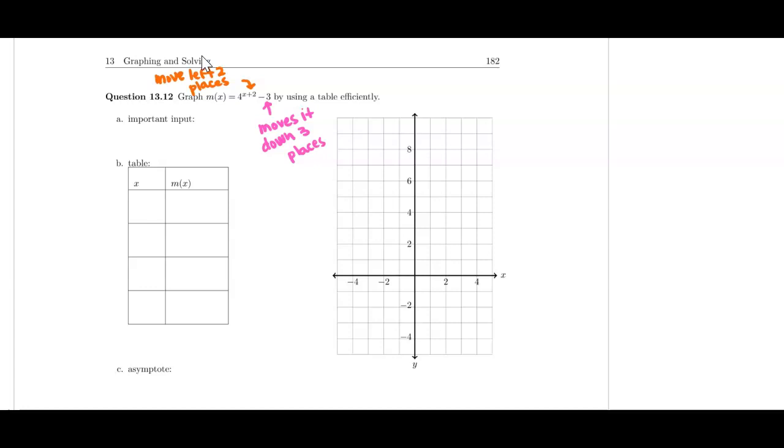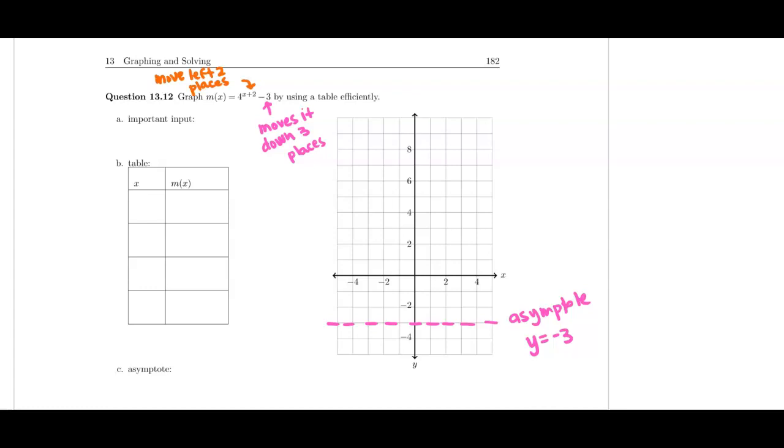And also, that -3 is where my asymptote is going to be. So I'm going to go ahead and draw that asymptote in here. I moved it down 3 places, so the asymptote is not on the x-axis anymore. It's shifted down 3 places, so now it's at the line y equals -3. Still a horizontal line, but shifted down 3 places, and that's what that -3 is showing you.